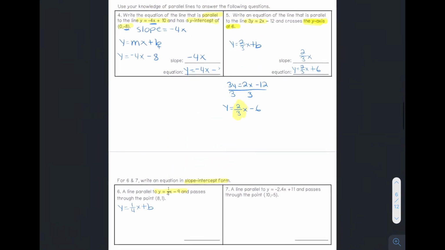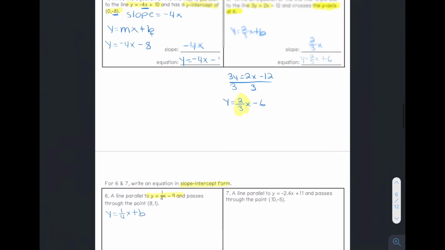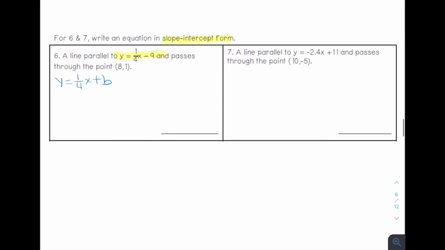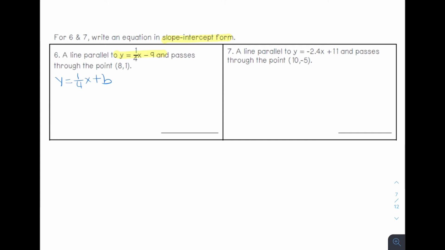So the other two questions we just worked on, they gave us the y-intercept, right? They give us the y-intercept here. But this question is not giving us the y-intercept. It's just giving us a point. So what we have to do to find the y-intercept is plug in my x and my y into the equation and solve for b, which is our y-intercept.